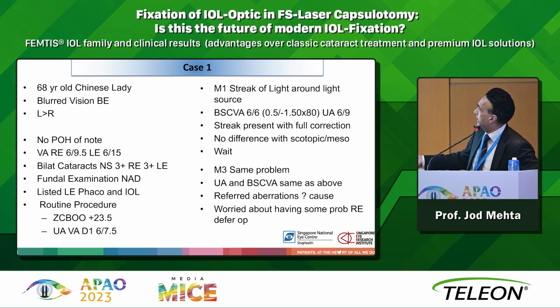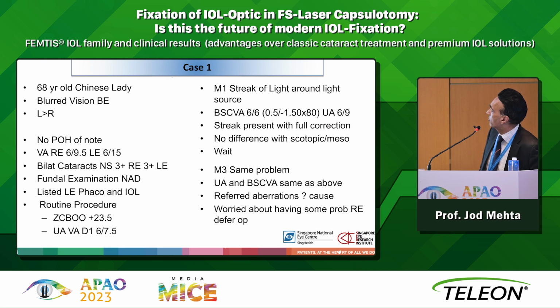So this is a 68-year-old lady who had blurred vision in both eyes, so she has bilateral cataracts. No past medical history of note, so 3+ NS cataracts. Frontal examination was normal. One of the trainees did a left eye phacoemulsification, put a good lens in, and got a pretty good visual acuity result. Day 1 vision 6/7.5.